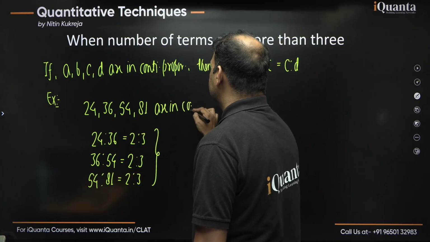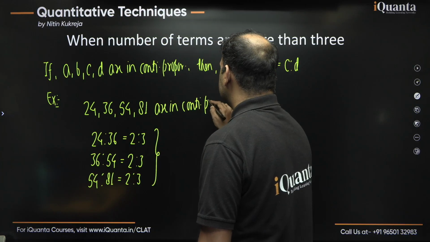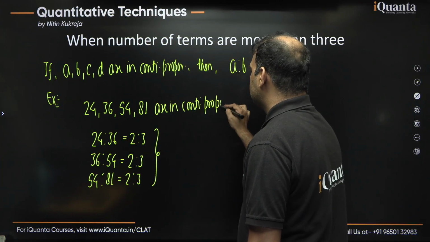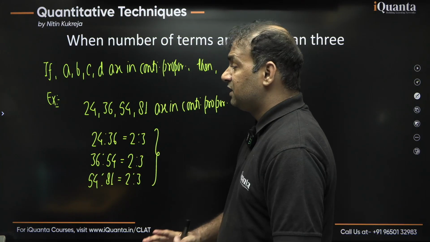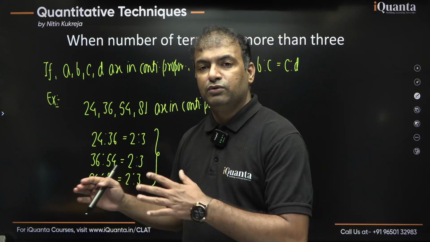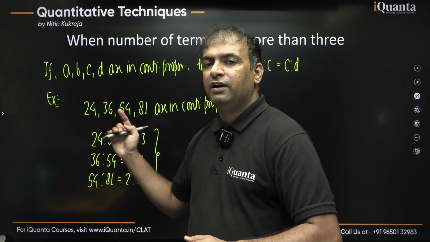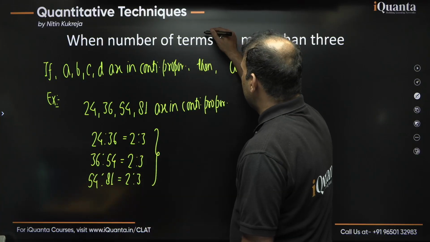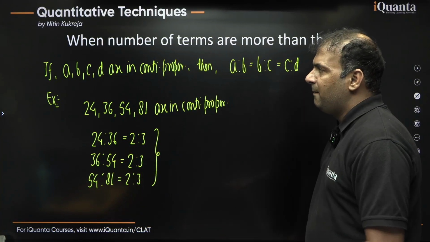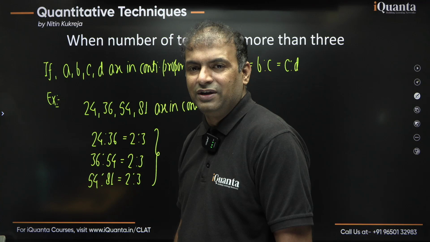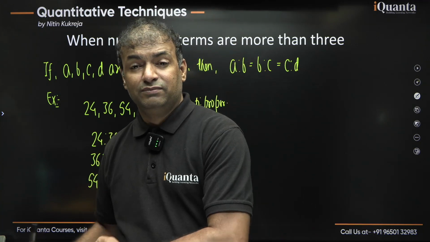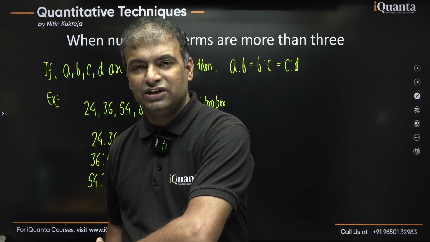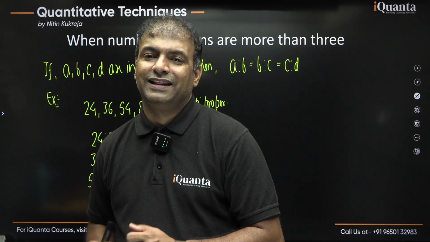So yes, more than three terms can also be in continued proportion. And this time there is no condition like the number of terms should be even, as in normal proportion. There is no such condition. The only condition is that the number of terms should be at least 3, equal to or more than 3. That is the only condition lying over here.